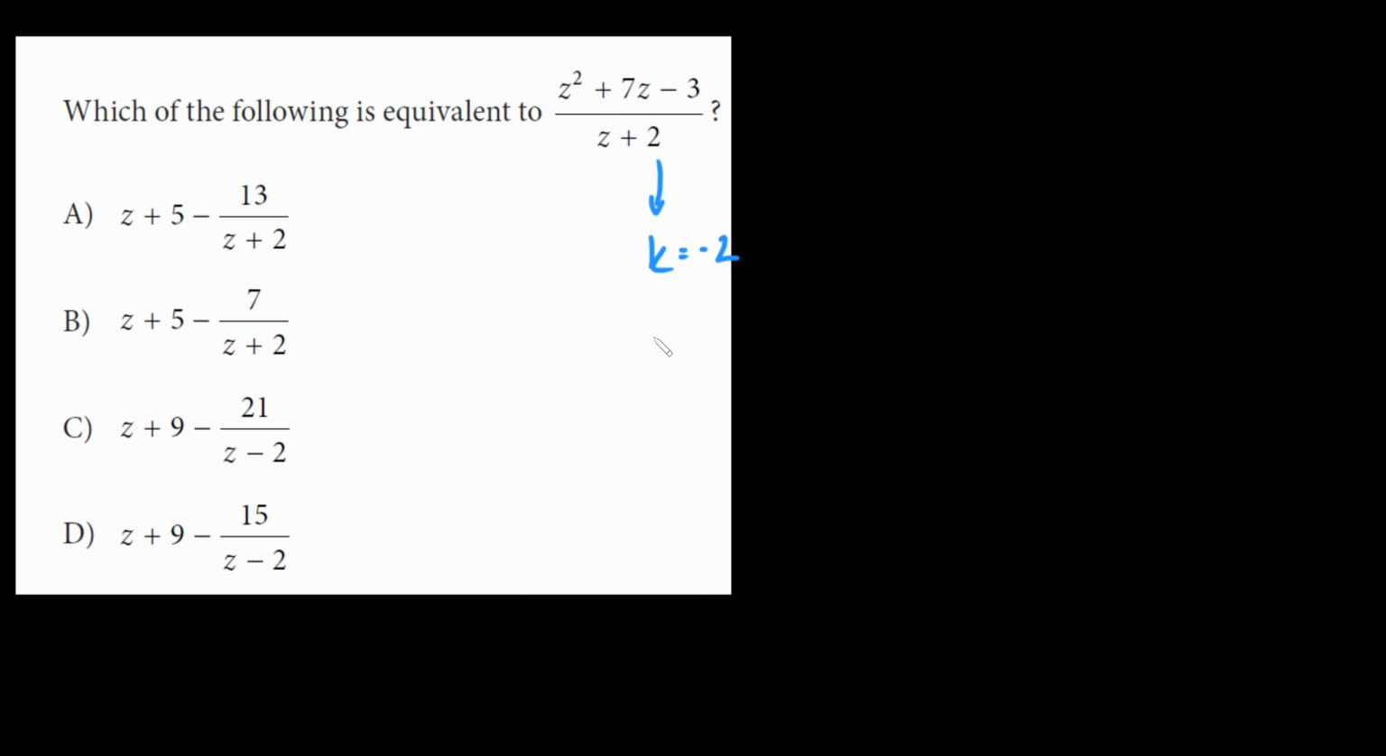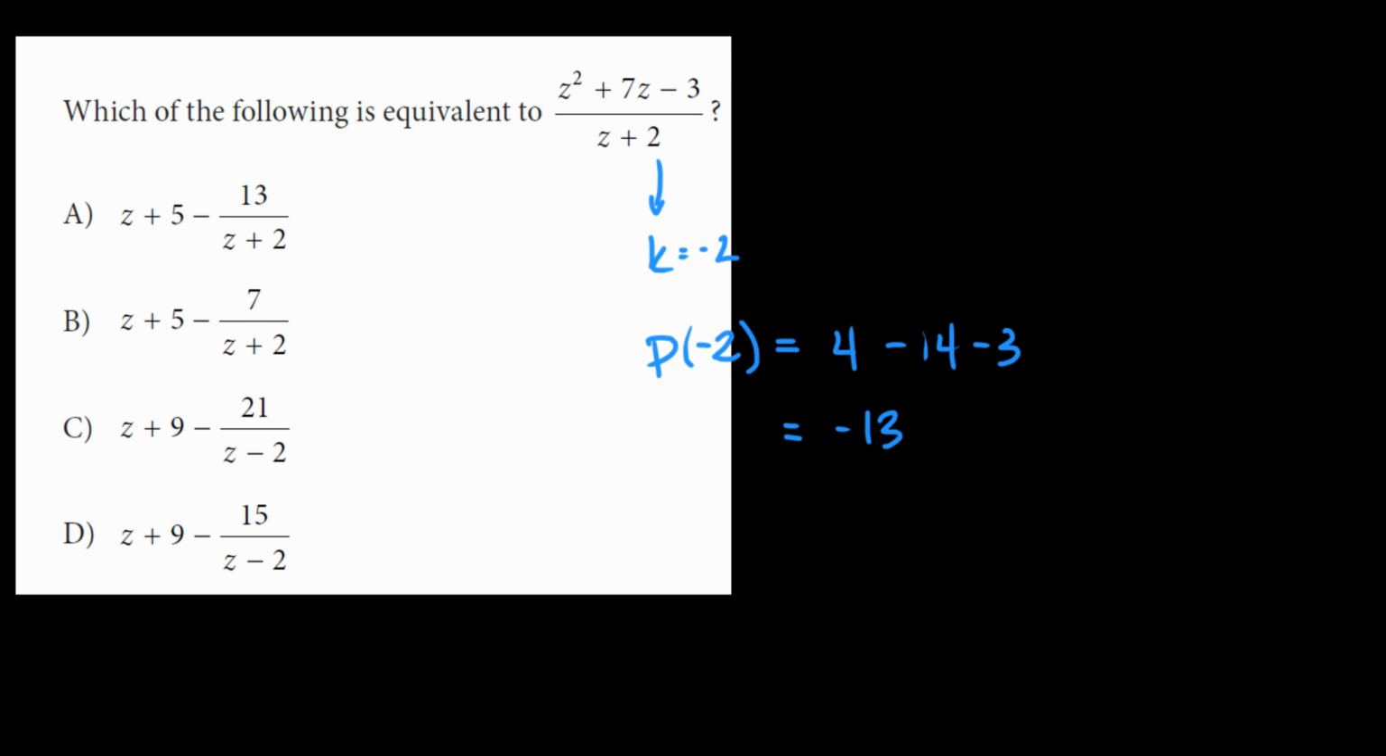And you'll also remember that the polynomial evaluated, the top polynomial, evaluated at k will be equivalent to the remainder. And we want to know what the remainder is going to be because that's going to help us answer this problem. So here we just need to plug -2 into the top polynomial. So we get -2 squared is 4. -2 times 7 is -14 minus 3. Adding that all up, we get 4, -14 is -10, minus 3 is -13.